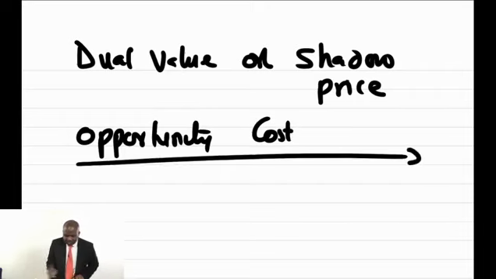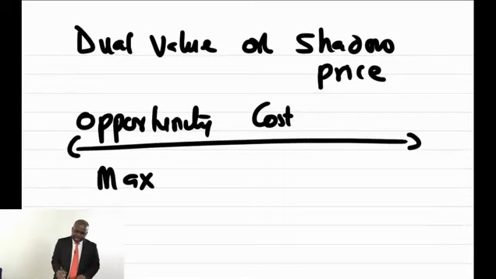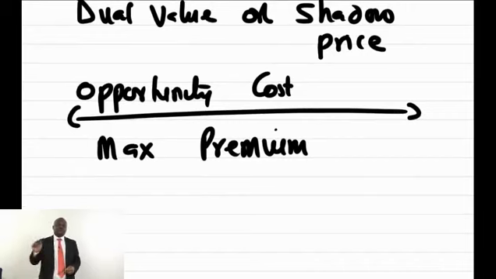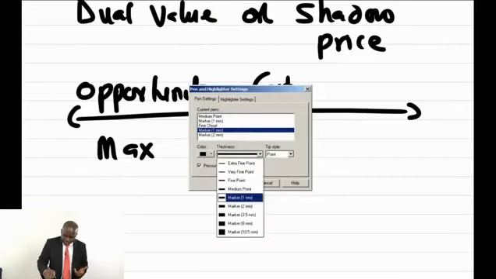In all of them, the examiner can hide the question by asking you to calculate the maximum premium. I'm going to explain: dual value or shadow price or opportunity cost or the maximum premium. This is how it goes. We say we are having a capital restriction. That is why we have to do capital rationing. Therefore, as a result of lack of capital, I am not in a position to actually undertake all the projects I want to undertake.